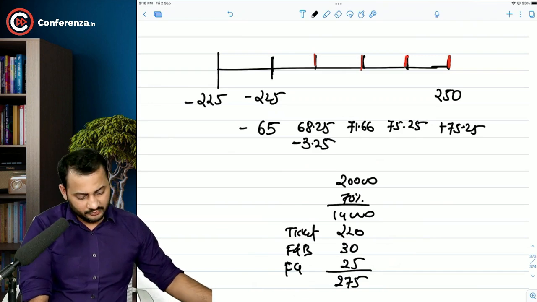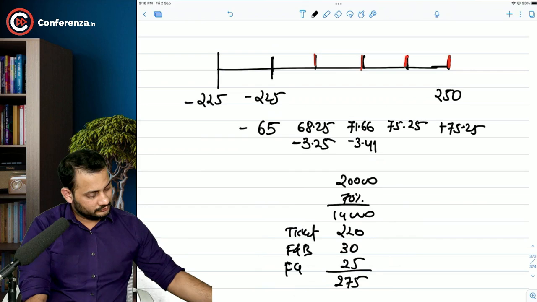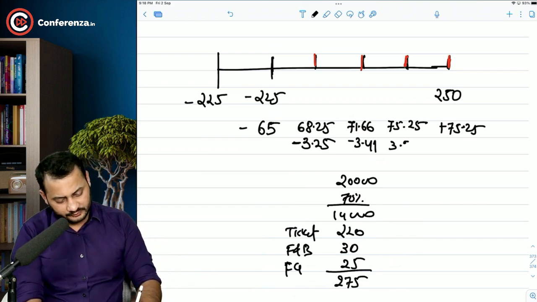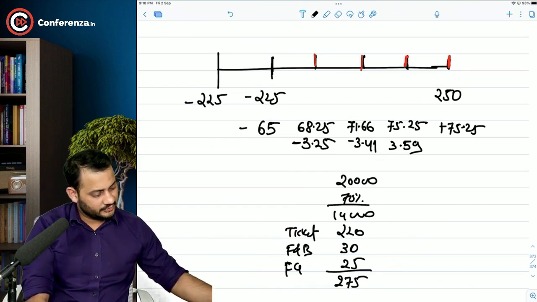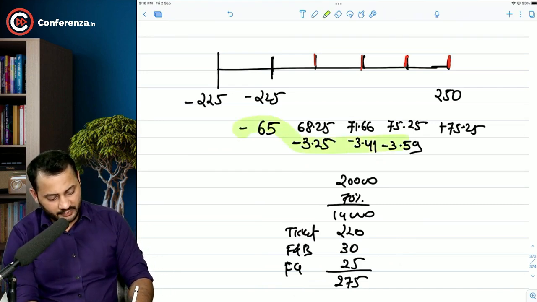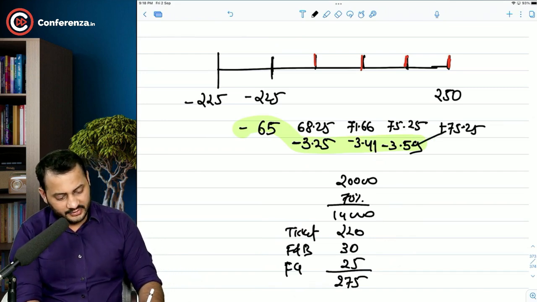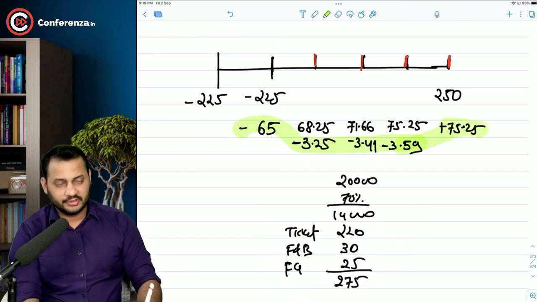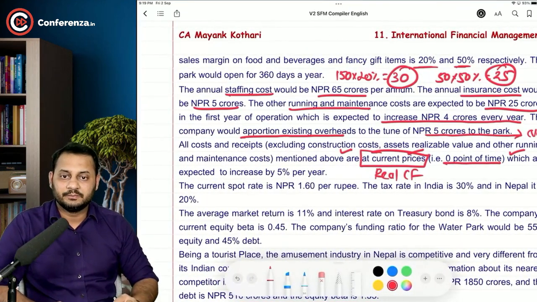71.66 minus 68.25, that's 3.41. And 75.25 minus 71.66, that's 3.59. So this is going to be your outflow in working capital every year. 75.25 will be released in the end. See, this is how it is going to be. Every year 5% will be increased.